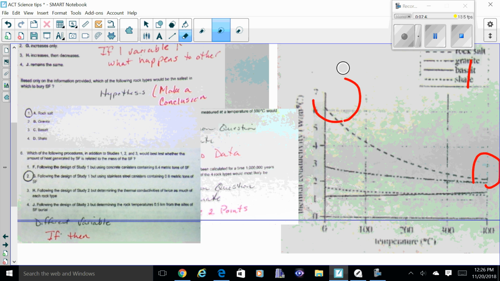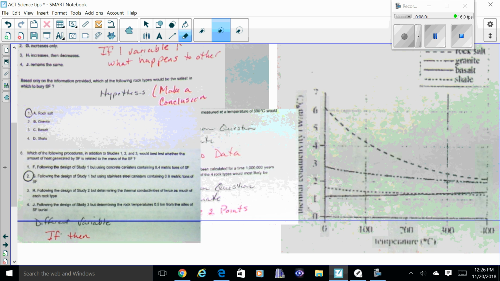It says, which of the following procedures in studies 1, 2, and 3 would best test whether the amount of heat generated by SF is related to the mass? This is why it takes so long, because you have to look at all the studies. Well, let's just start reading these things. I'm not even going to read the questions because I don't have time. This video is already 8 minutes long, and you only get 5 minutes to do this section. So let's look at this.